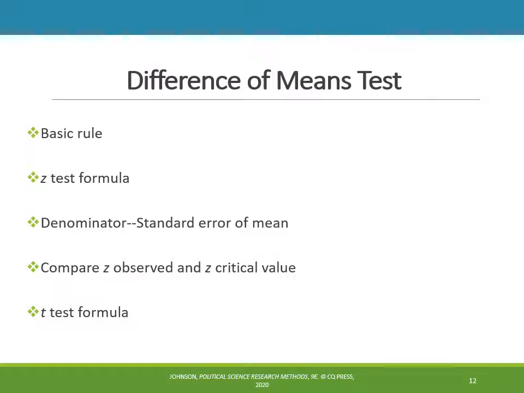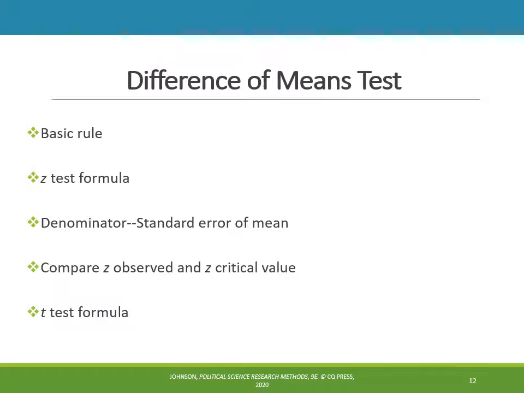So let's start with the basic rule. The basic logic is that we want to determine if the difference that exists between two means is great enough for us to consider that there is a substantive and statistically meaningful difference. So there's one thing to have a substantive difference, which means that we can see on paper that these numbers are not the exact same thing. But that doesn't mean that it reaches the level of statistical significance.